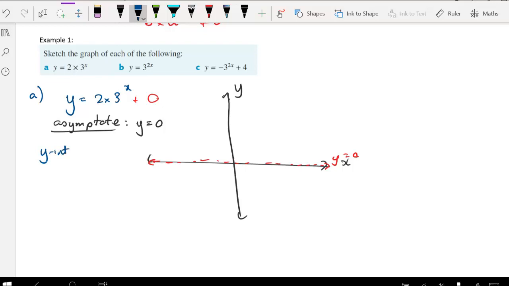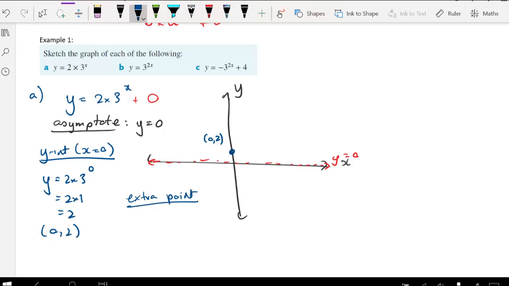So y-intercept is when x is equal to 0. So y is equal to 2 times 3 to the power of 0, which is 2 times 1, which is 2. So the y-intercept is at 0, 2. So there we have our y-intercept. Now this is one of those scenarios where it would be helpful to find a secondary point. So let's say an extra point we'll look at when x is equal to 1. So we'll go f of 1 is equal to 2 times 3 to the power of 1. So 2 times 3 is 6. So we have the point 1, 6. So across 1 and up 6.